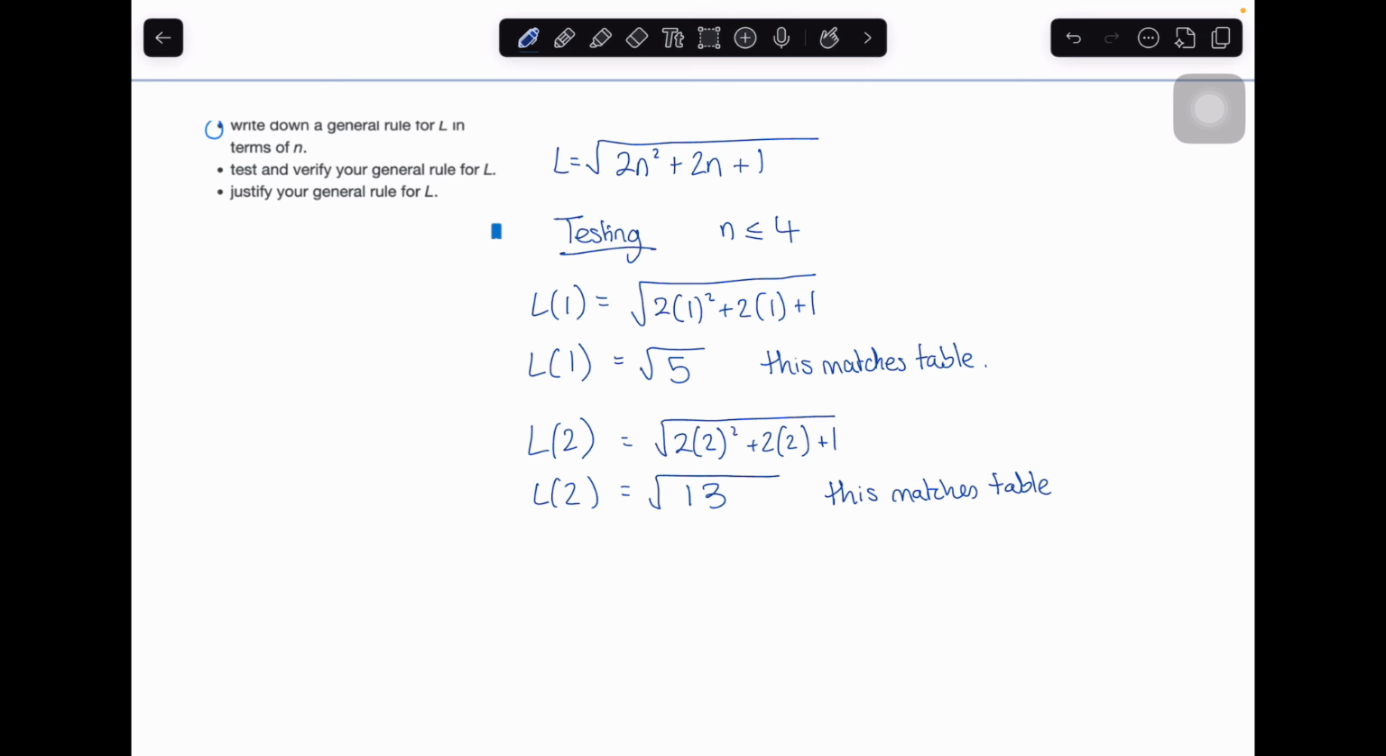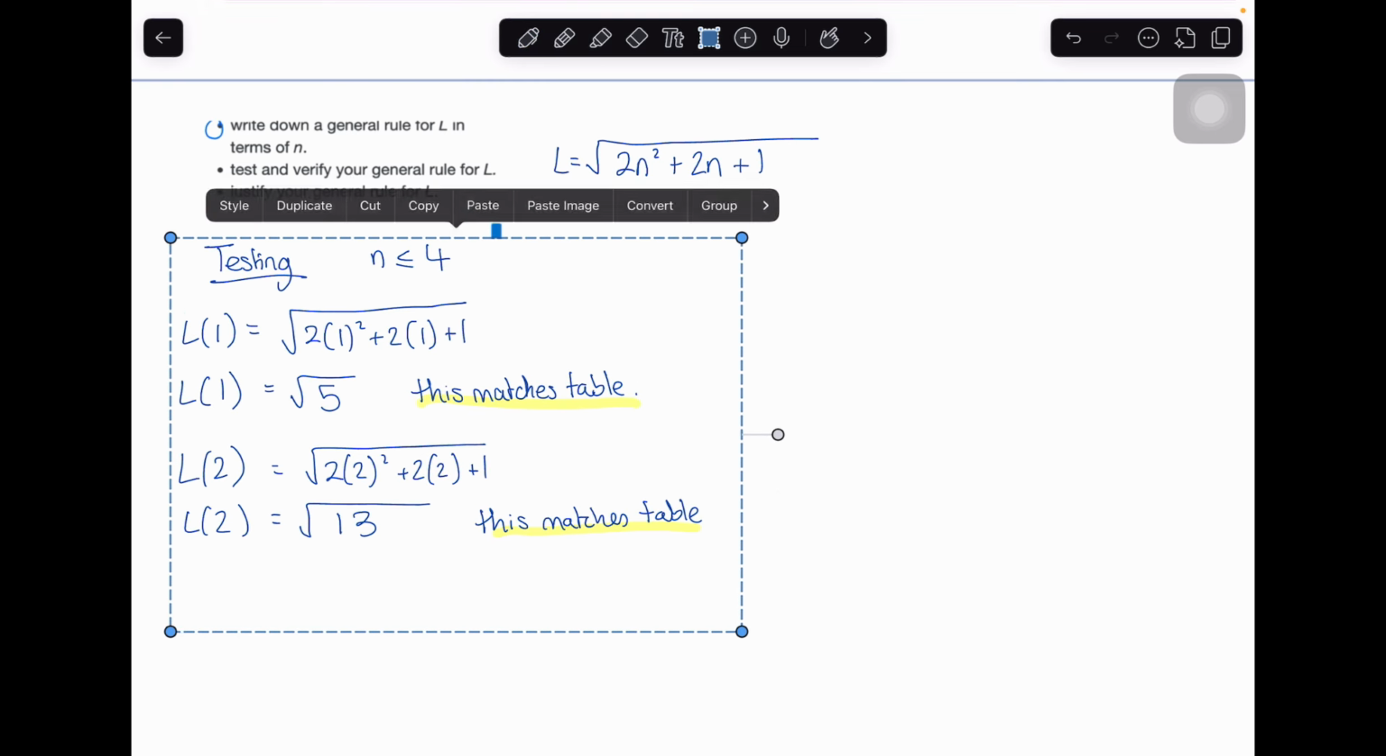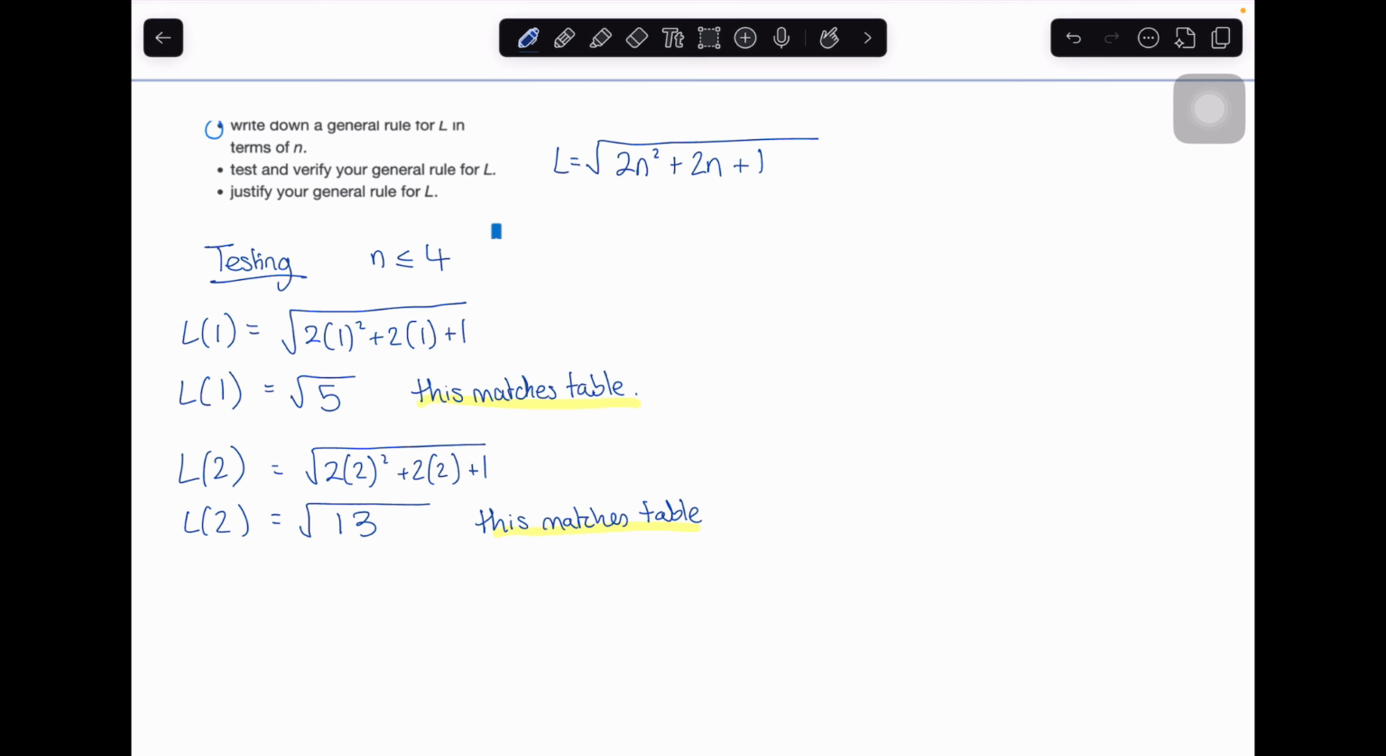So I'm just checking that it's only 2. Yeah, so you must recognize that you've calculated the right value, okay? So these little sentences are really important, okay? So that's your testing done, okay? So now we're going to verify.